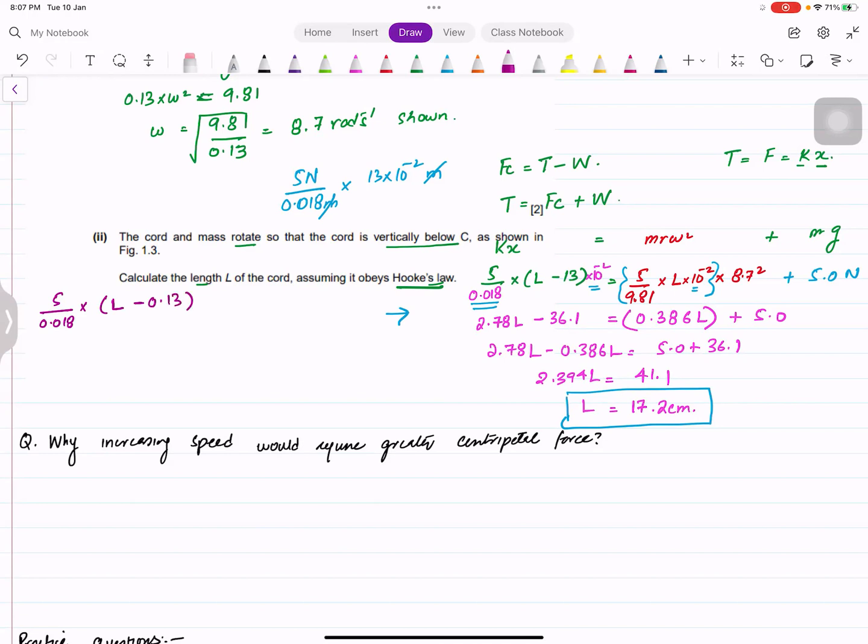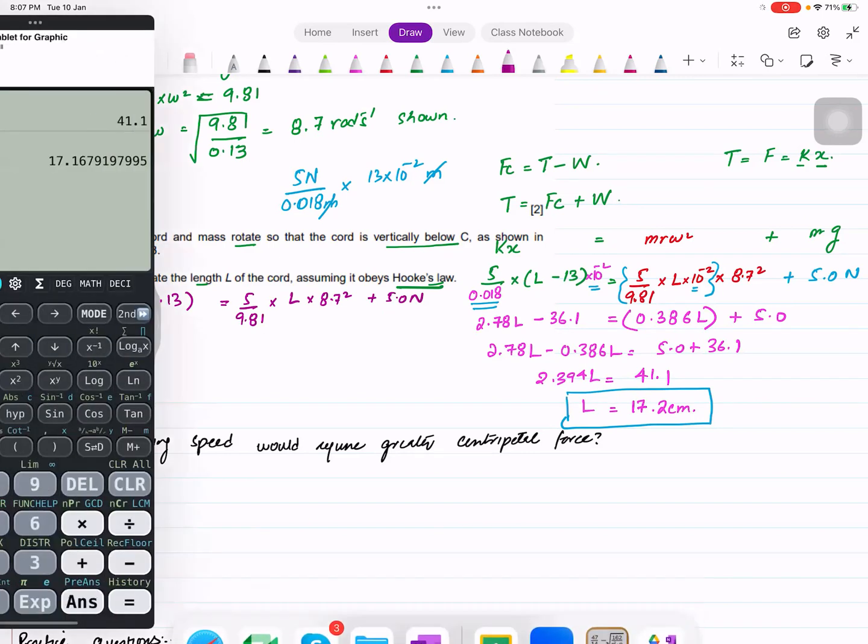You agree? And then on this side, we are just assuming length in meters. Then on the other side, 5 over 9.81 times length, we will only multiply length, not minus 2, because it's in meters now. Do you understand? Multiply by 8.7 whole square and plus 5 newtons. Agreed?